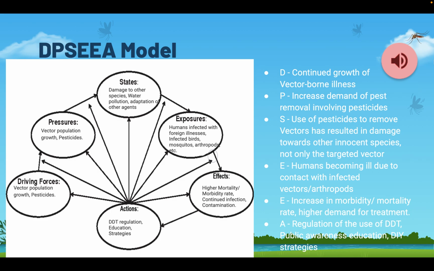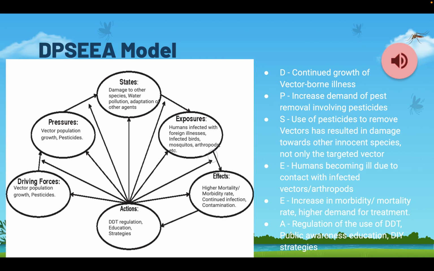So following the DPSEEA model, the driving forces would be along the lines of vector population growth and pesticides, the use of pesticides being an economical factor and the vector population growth being more of a societal factor. So the driving forces would then move us onto the pressures, which would be along the lines of pest removal, resources, and healthcare demand for the person who was unfortunately infected or any other animal that might have been infected. The state of which we follow this model is damage to other species, water pollution, adaptation of other agents.